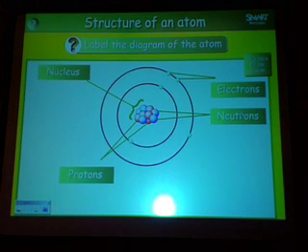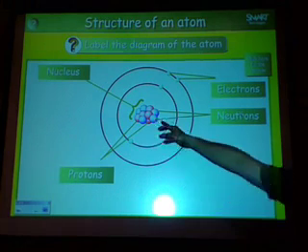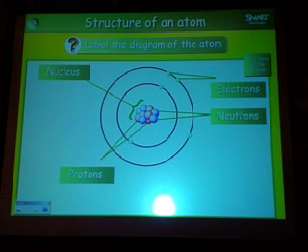Yes. There are, in many, not all atoms, but in many atoms there are more electrons, yes. They're not circles, exactly. What else? Keep them coming, you're doing good.